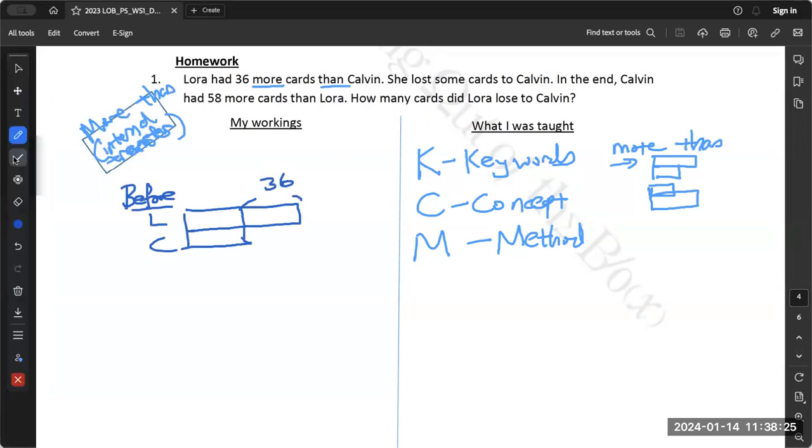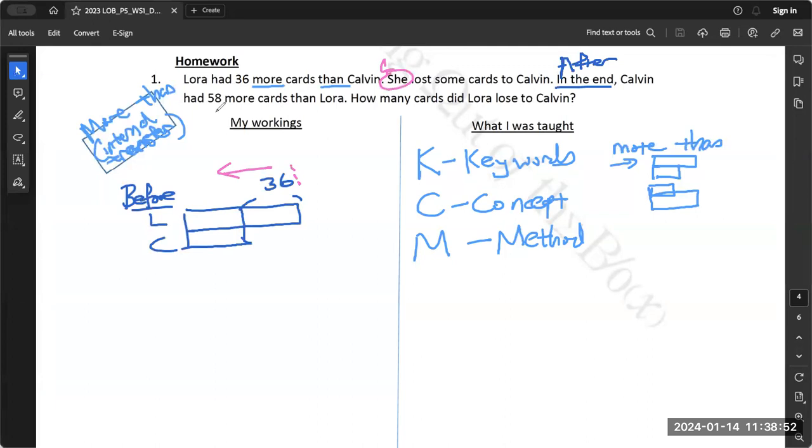So she lost some cards. Lost some cards means the model actually gets shorter, right? So for she, L, your model will shrink, and then your line will move backward. Okay, so now what happens next? There's nothing much we can do except to continue with the end, which is after.